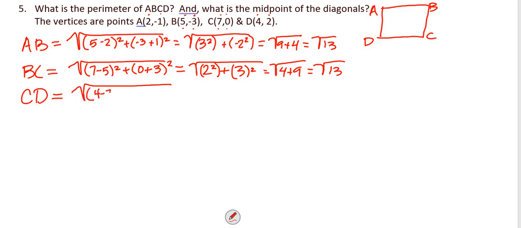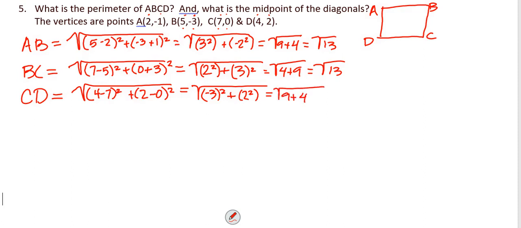So this is going to be the square root of 4 minus 7 squared plus 2 minus 0 squared. That's going to be equal to, again, a negative 3 squared. And recall, once again, that when we square any number, it becomes positive. And then this is going to be 2 squared. So that, again, is going to be equal to 9 plus 4, which is the square root of 13.